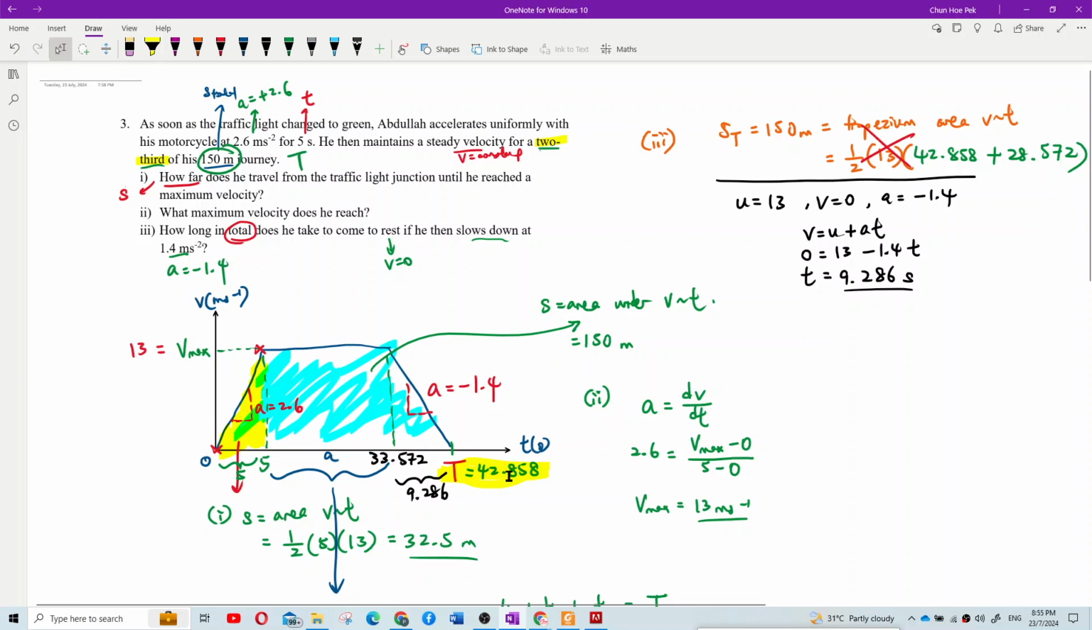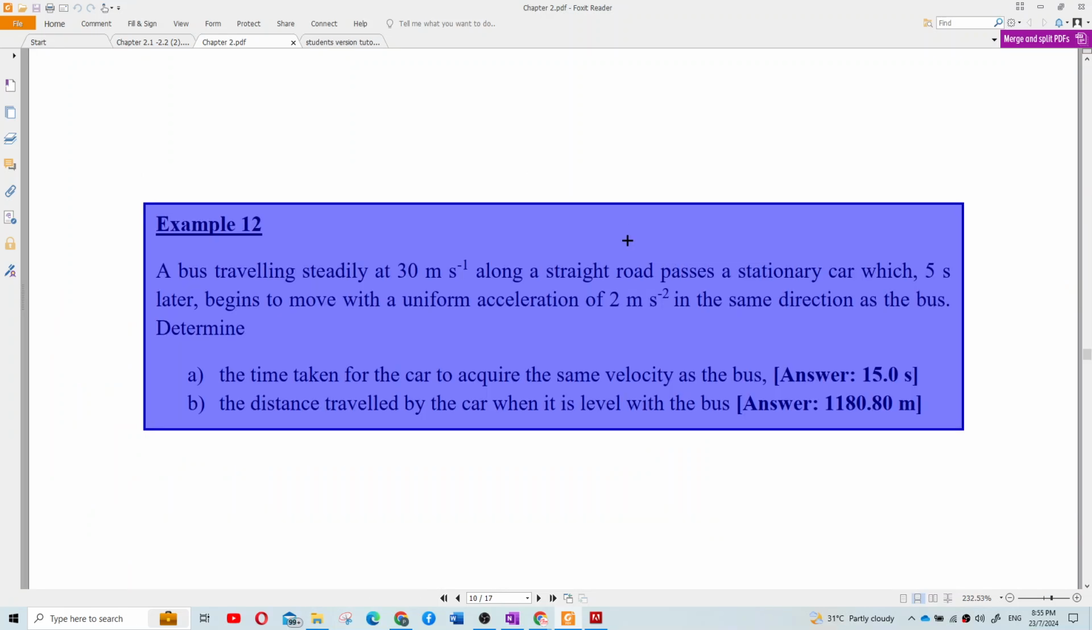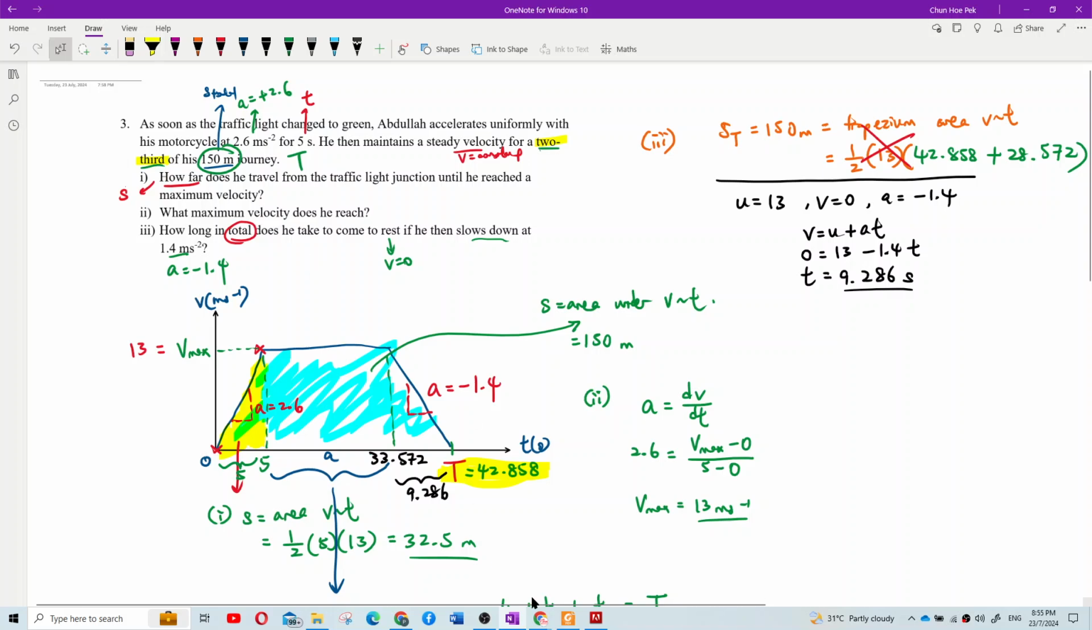Okay, never mind. Let's check the answer first. I'm sure that question 3 is wrong. I guess I understand what it means. The 2/3 is not the time. So which question? This is question 3.